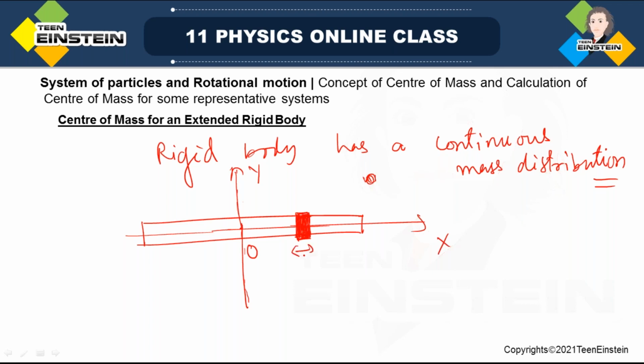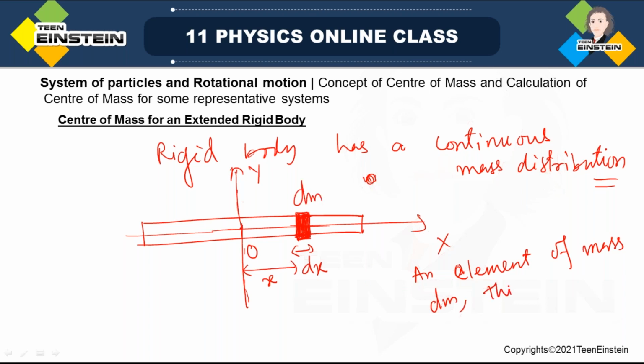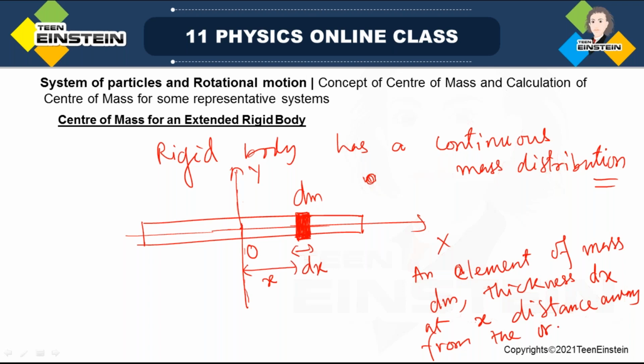Like that, you have to take a small element which has a certain thickness, suppose dx, and you have taken it, suppose, at x distance away. So you have taken an element of mass dm. It has mass dm and thickness dx. Where have you taken it? At x distance away from the origin.